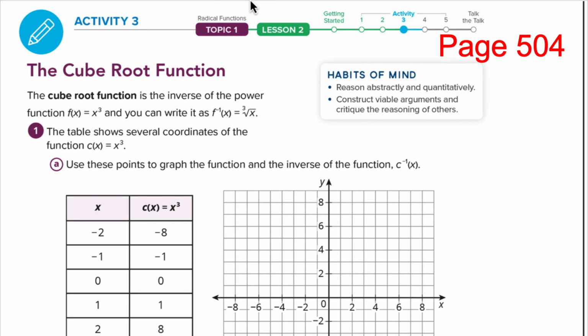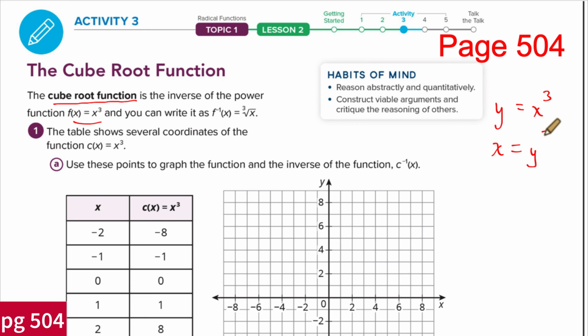Fantastic. So now moving on to page 504, where we look at the cube root function that comes from y equals x cubed. All right, let's look at this. Y equals x cubed. That's the function we're dealing with here, right? There it is. Now I want to find the inverse of that, so we switch x and y. So x equals y cubed. How do we get rid of a third power, a cube? We can take the cube root.